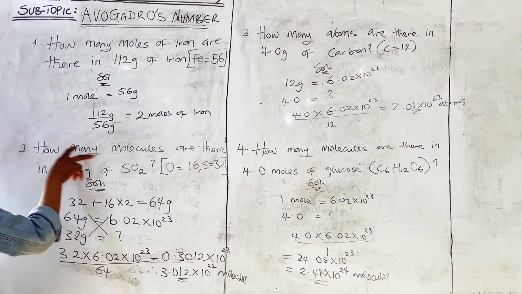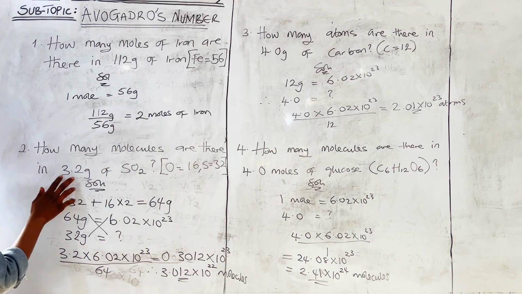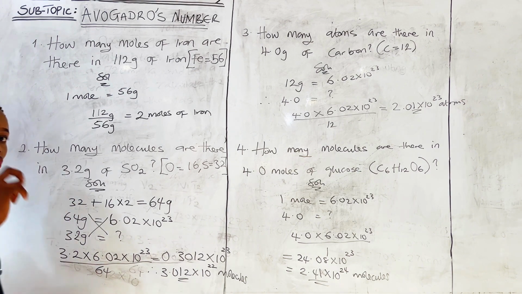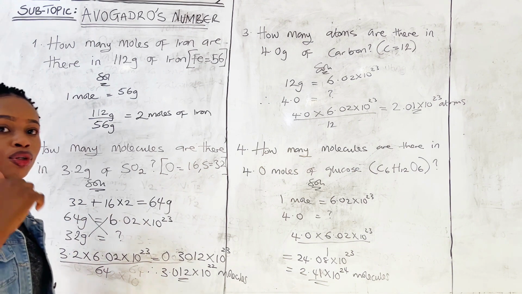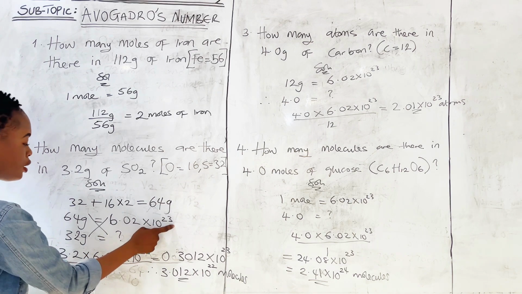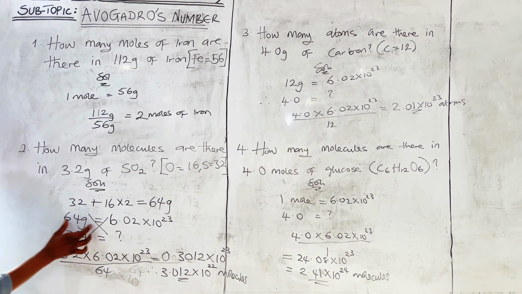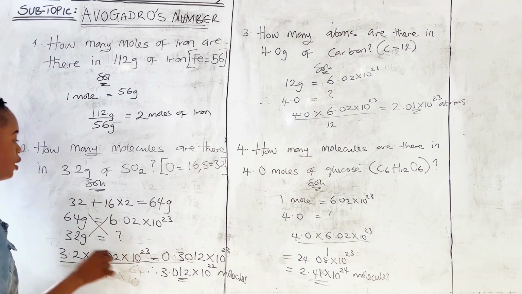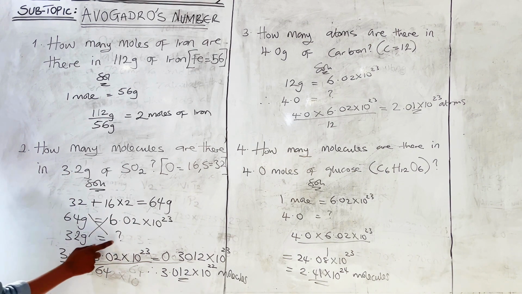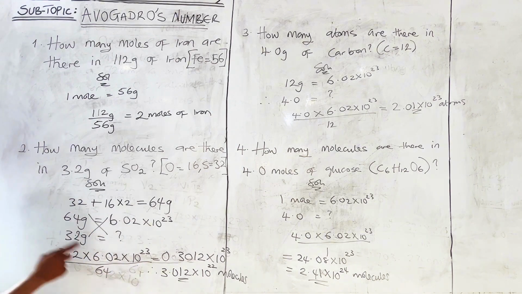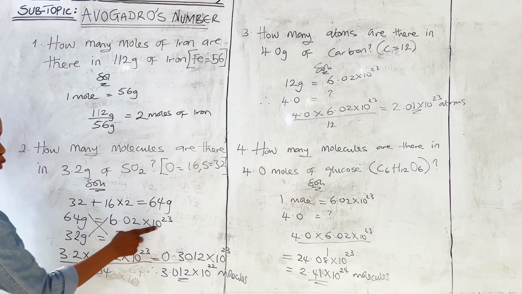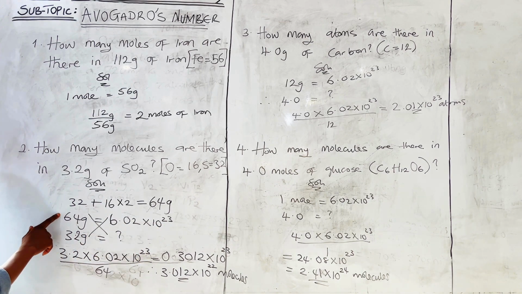The question now says, how many molecules are now there in what? 3.2 grams. So we simply say 64 grams. Remember, 64 grams is 1 mole, and 1 mole is what? Avogadro's number, or Avogadro's constant, which is our 6.02 times 10 to the power 23. So 1 mole, which is 64 grams, is equal to what? Avogadro's number. So therefore, to get how many is in 3.2 grams, 3.2 grams is equal to what? Question mark. So you're going to cross multiply. So you simply say 3.2 grams times 6.02 times 10 to the power 23 all over what? 64. I hope you understand.